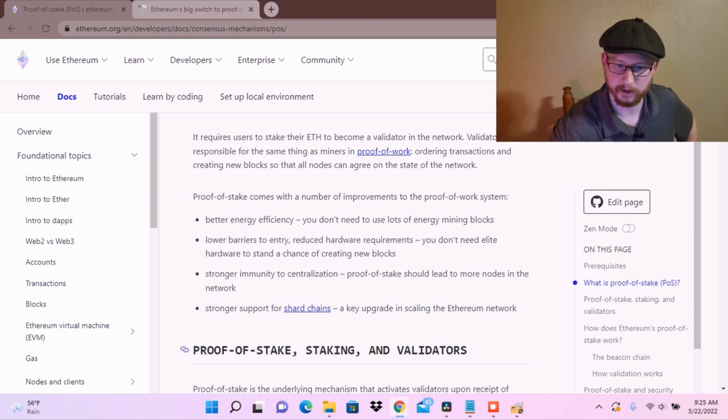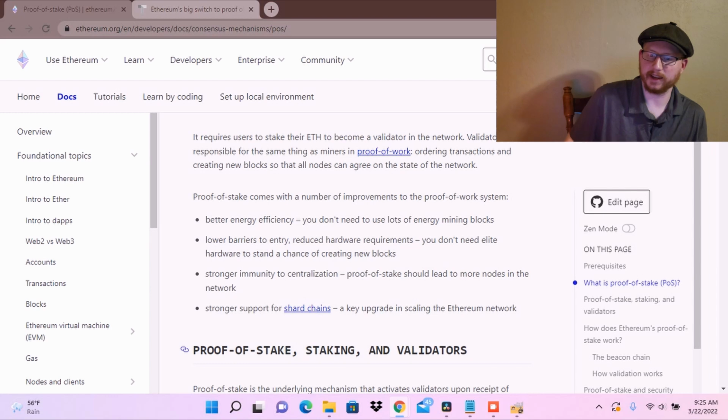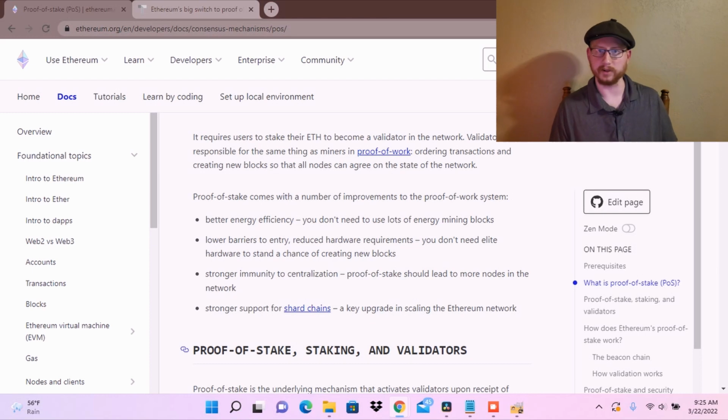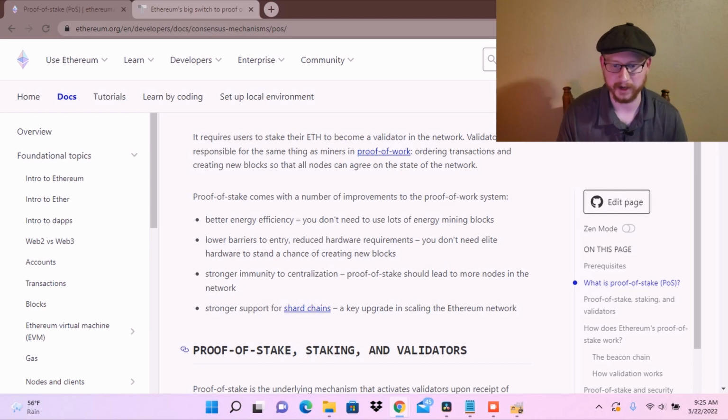So I'm going to go over this too, so we can just get everything out there. Proof of stake comes with a number of improvements to the proof of work system. Better energy efficiency. You don't need to use lots of energy mining blocks. Don't need those specialized computers as much, I guess.